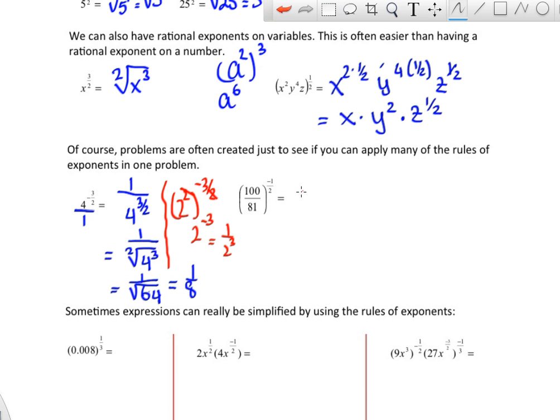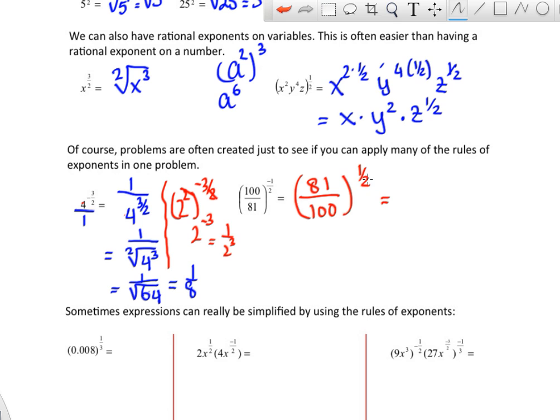The negative exponent means that you can just flip your fraction. So sort of the same thing that I did over here. The negative exponent meant that instead of having the 4 in the top, I put it in the denominator. Well, in this case, I need to switch both of these. So you could just rewrite this as 81 over 100, and now you don't have a negative exponent anymore.